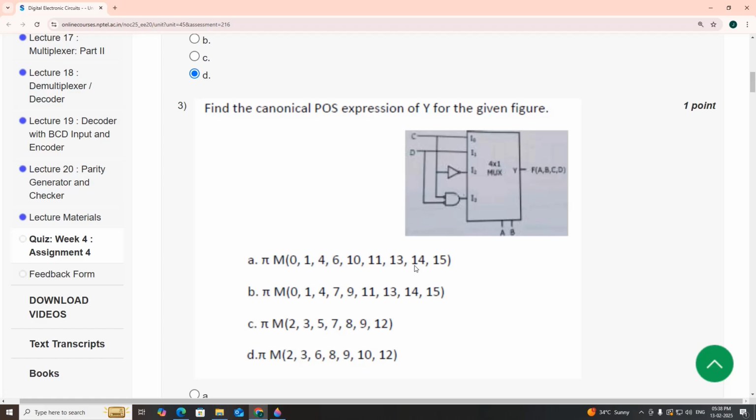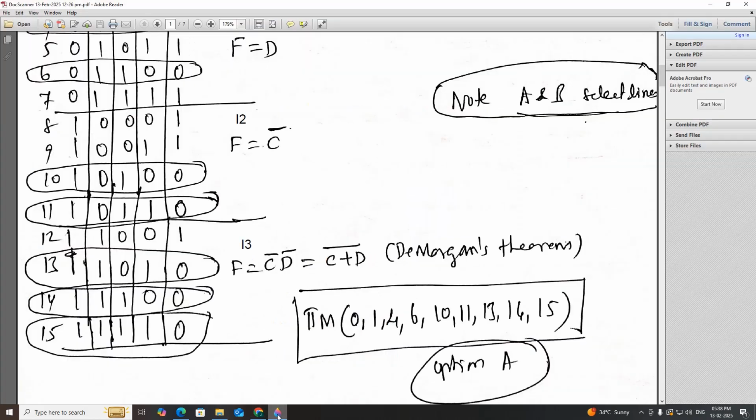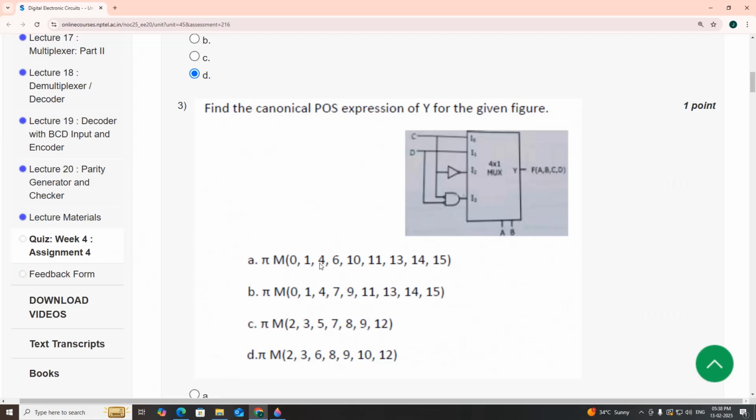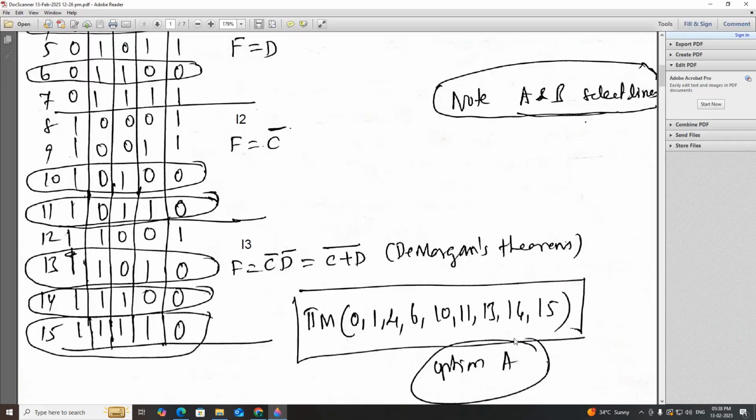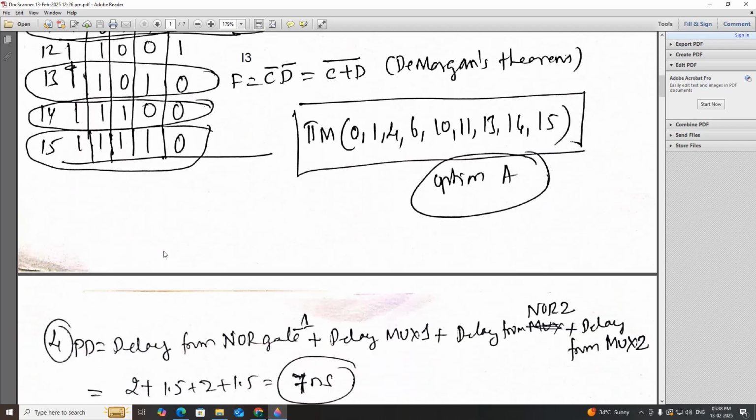Option A. 0 1 4 6 10. So 0 1 4 6 10 11 13 14 15, option A. Ours is option A. Okay, we'll move on to the next one.